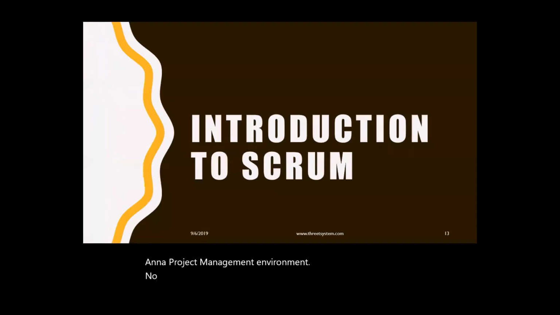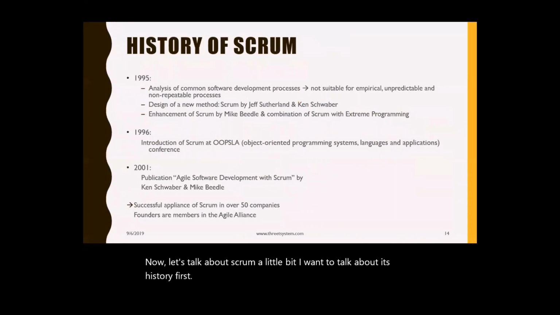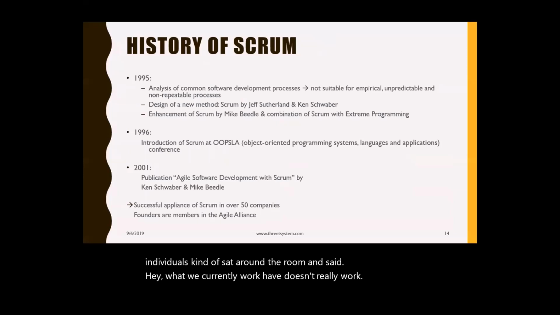Now let's talk about Scrum a little bit. I want to talk about its history first. It goes back to 1995. There was analysis of common software development. So some individuals sat around the room and said, hey, you know what? What we currently have doesn't really work. It's not suitable, it's unpredictable, and it's a non-repeatable process, right? That's what we know about the waterfall approach. So they said, let's create a new method, and they called it Scrum.